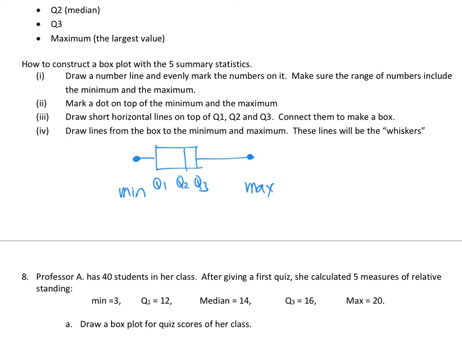And then it says draw numbers evenly and mark. Okay, so I did that. I did it by 5. Make sure the range of numbers is included. Good. It says mark a dot on top of the minimum and the maximum. So I'm going to do that.